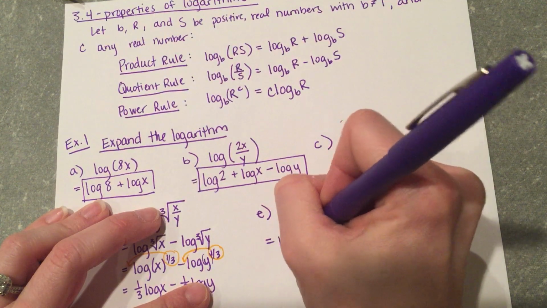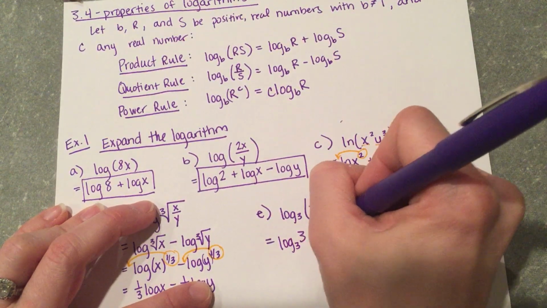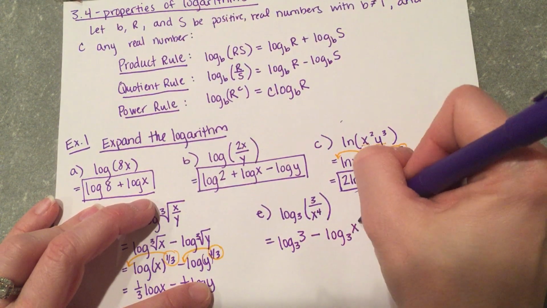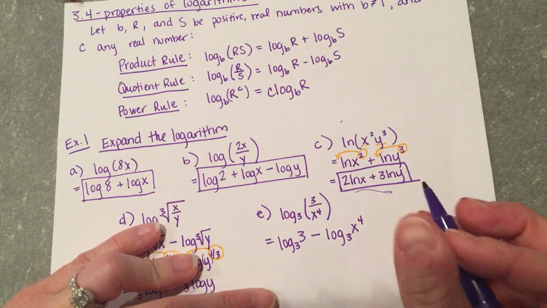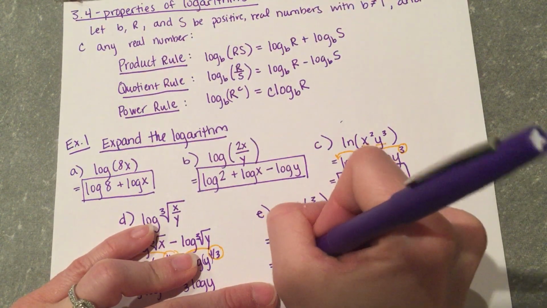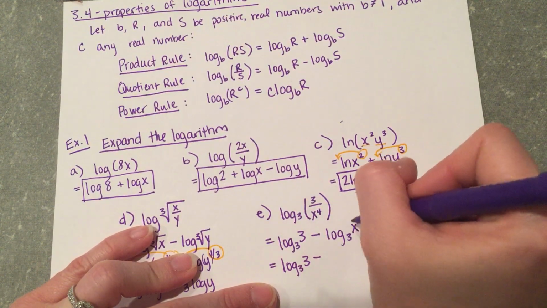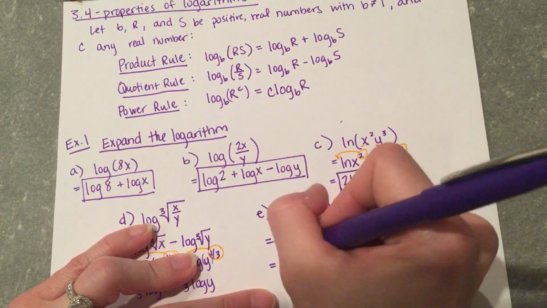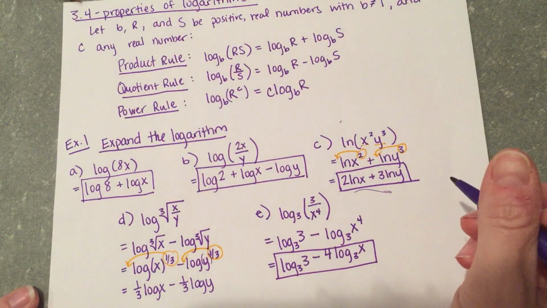Okay, so I have log base 3 of 3, so I'm separating all the parts, and then minus log base 3 of x to the 4th. I'm subtracting because these were divided. So I have log base 3 of 3 minus, I'm going to move the exponent to the front and make that 4 log base 3 of x. And that is my expanded answer there.